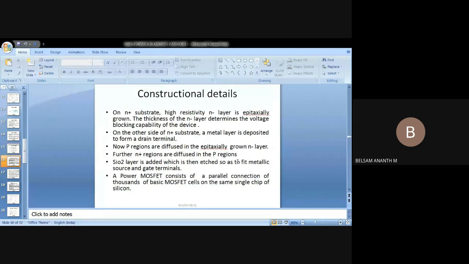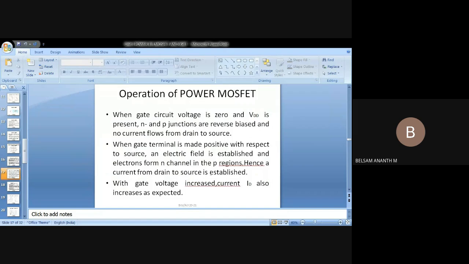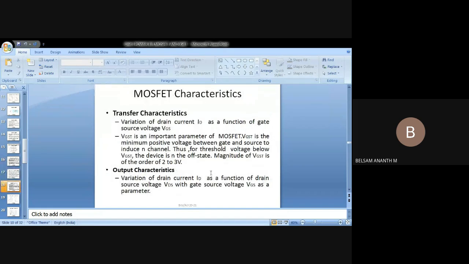Okay. Maybe for the next class, I think now time is running short. In the next class we will continue with the construction details of the MOSFET, the operations and other things. What are all the characteristics? Because characteristics play a vital role in our area.